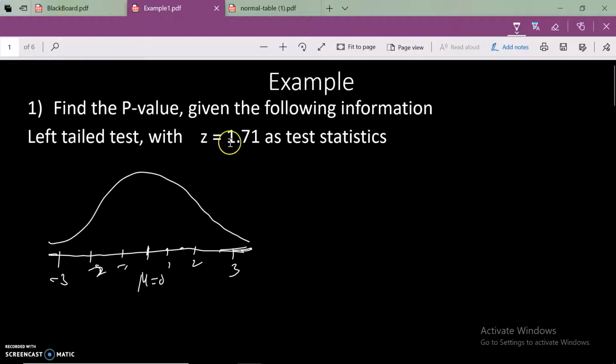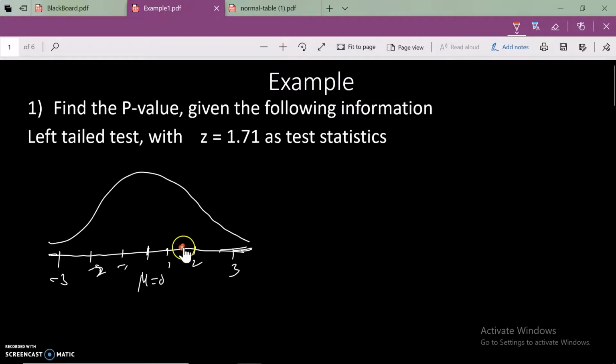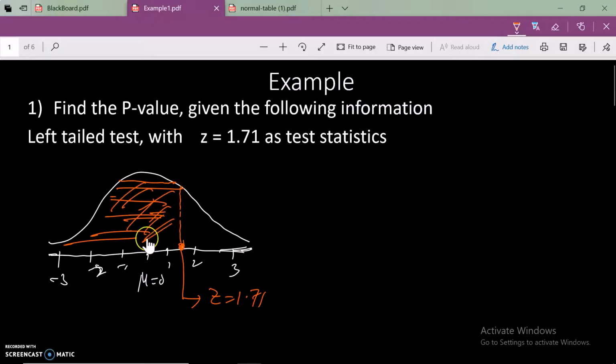So let's look at this value, z equal to 1.71. It will be somewhere here. So you have located this value 1.71, and as it's a left tail test, the area on the left of the test statistic will be the p-value. Why on the left? Because it's a left tail test. This is going to be our p-value. This is very important that you understand that.